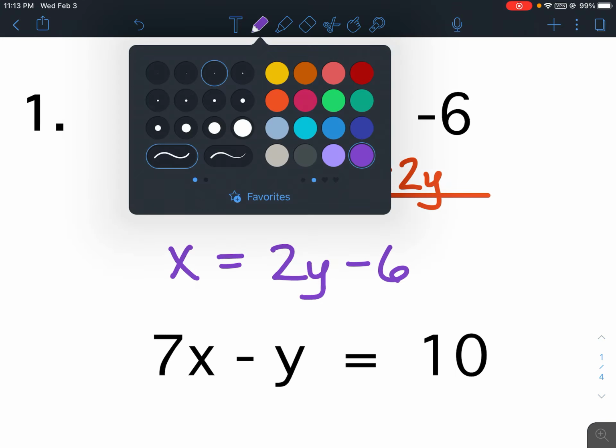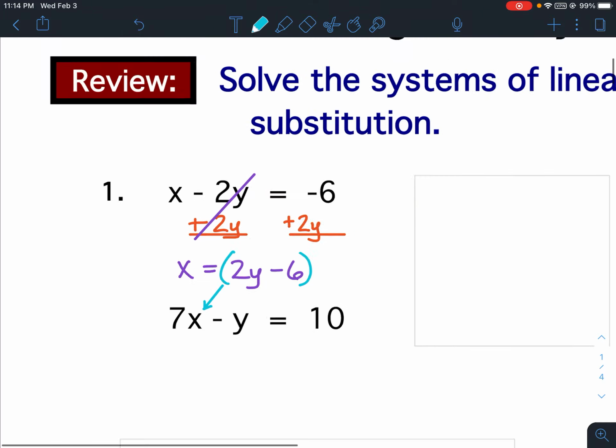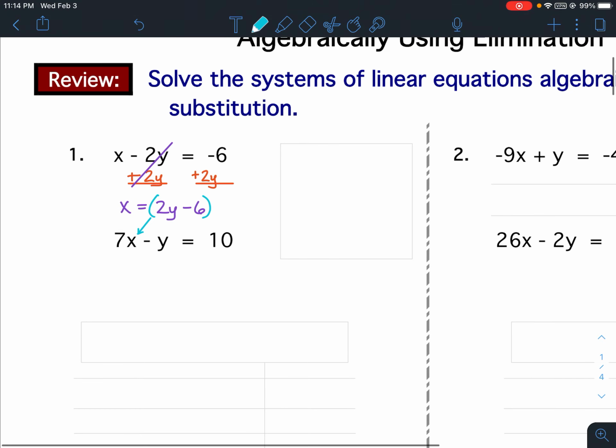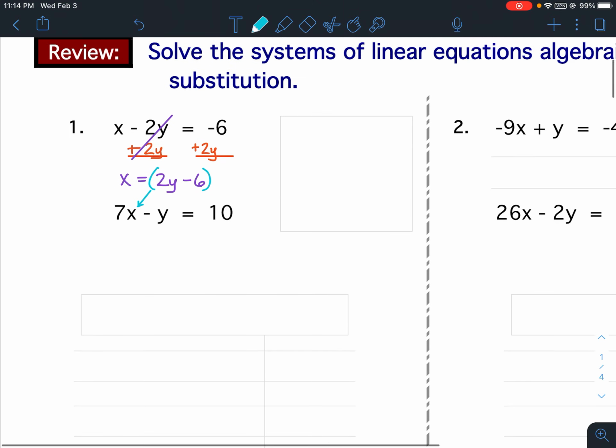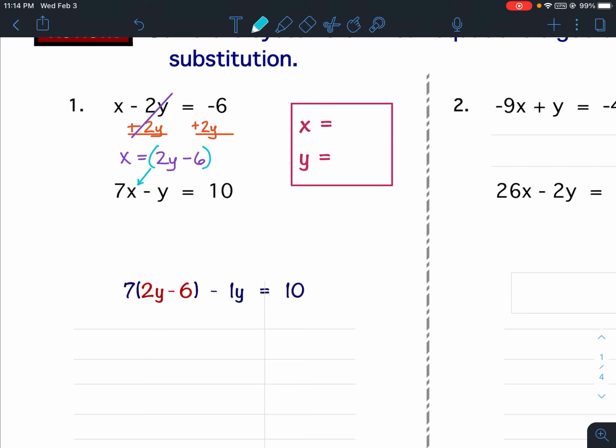Now what I'm going to do is take this expression. Since I solved for the top x, I'm going to substitute it in for the bottom x, and it'll look like this. Now, I will tell you both 1 and 2 are going to have an answer that looks like x equals a number and y equals a number.